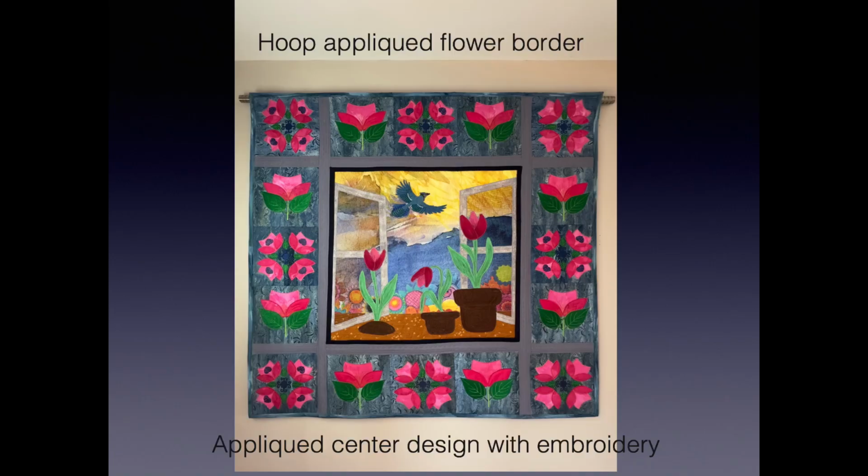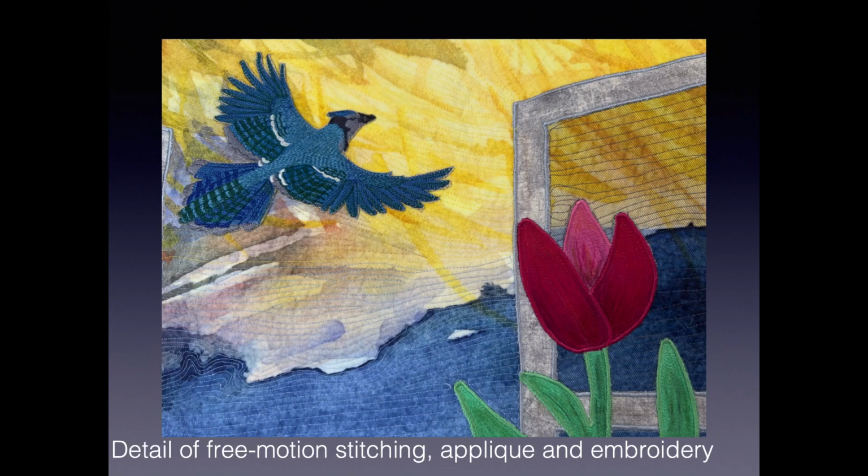Applique flower border around the central window scene with a blue jay embroidered, and there you can also see the free motion quilting on the detailed view.